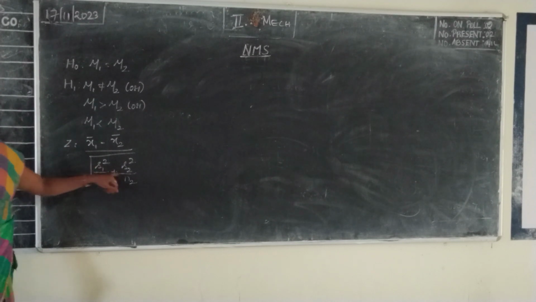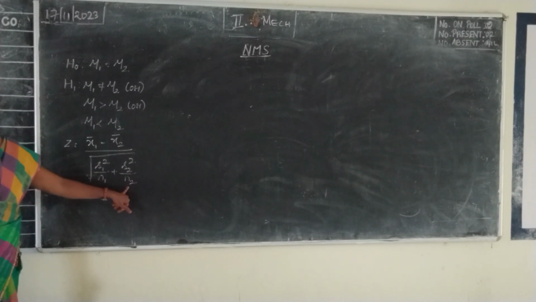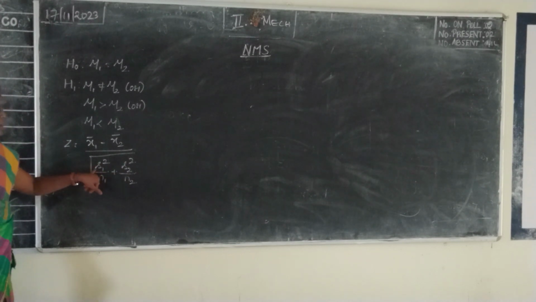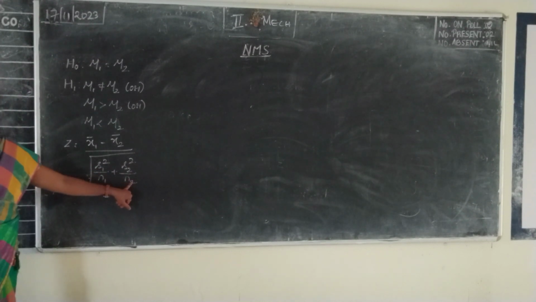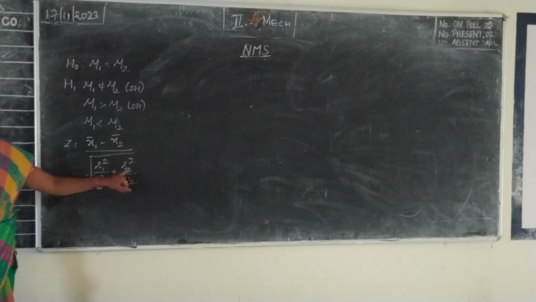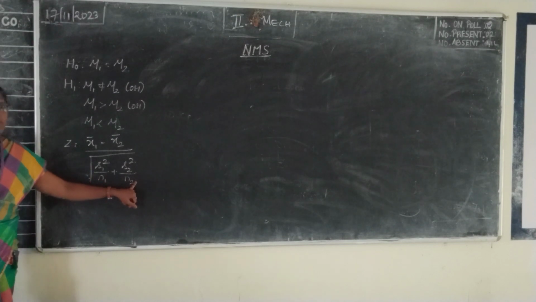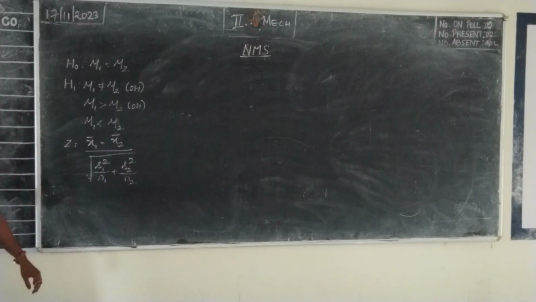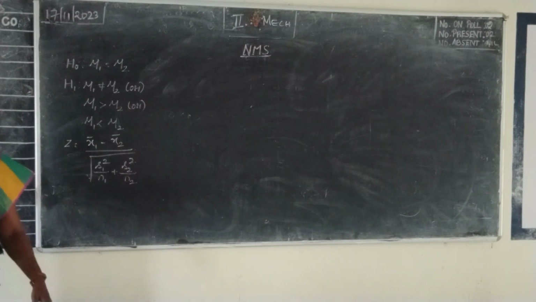In case s1 and s2 are not given, and you are given sigma 1 and sigma 2, replace them with sigma 1 and sigma 2. So the formula will have sigma 1 square and sigma 2 square. Whatever is given, you make use of that value here. Other conclusions and other steps are the same, no changes in that. Now that we have written the formula, start the problems.